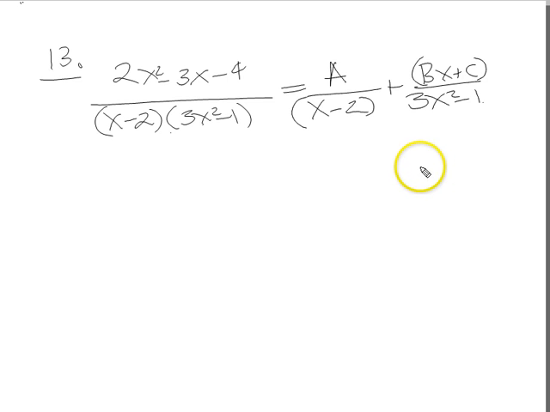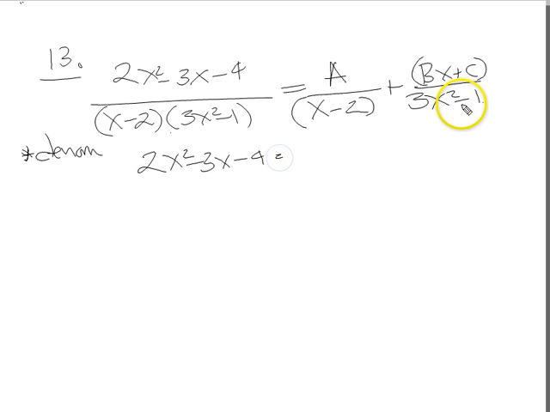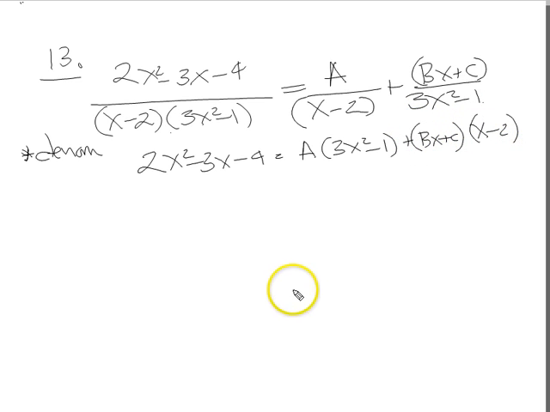Okay, now let's multiply by the denominator, as per usual. Write down what we've got. We've got 2x squared minus 3x minus 4 is equal to the 3x squared minus 1 with the A. More than one term, so put a bracket. Plus the Bx plus C, more than one term, we've got a bracket, over the x minus 2 with a bracket. So now we've got this.